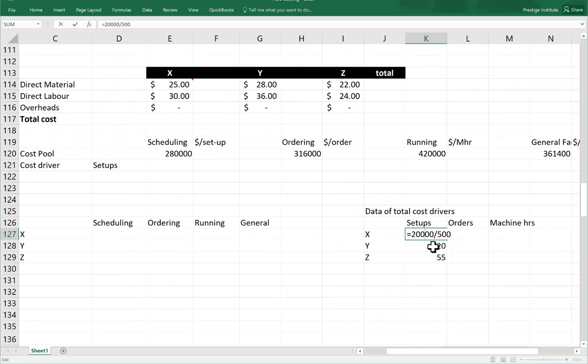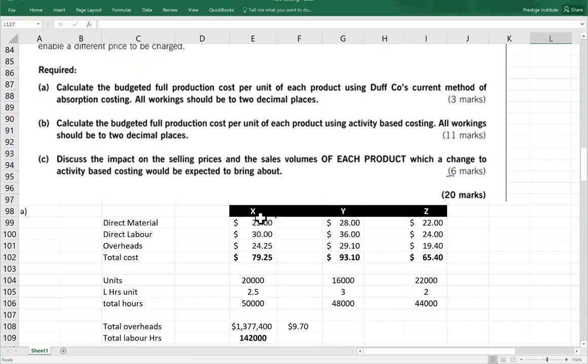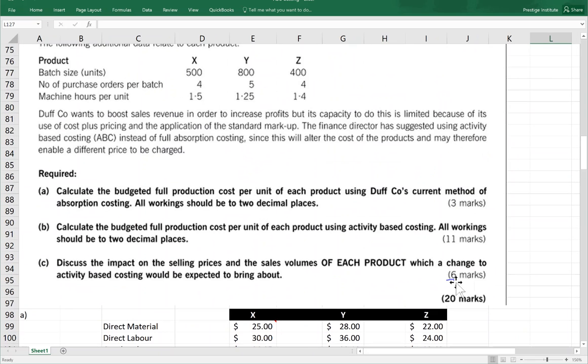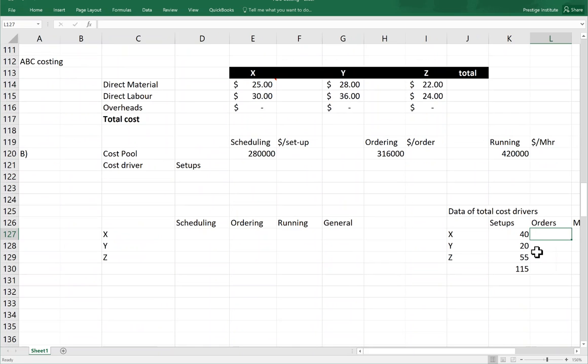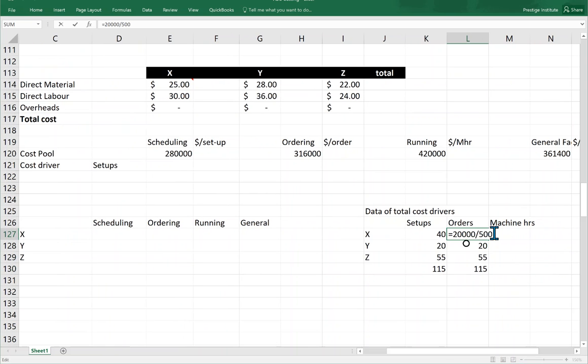Okay, so I've taken total units and divided by batch. It will give me total number of batches, which means setups. And then it is said here that for each batch we need 4 orders. What I can do is simply take the exact same thing, this one. The only thing that is different here is I have to multiply it by total number of orders. So it will give me total batches, and then batches multiplied by orders.